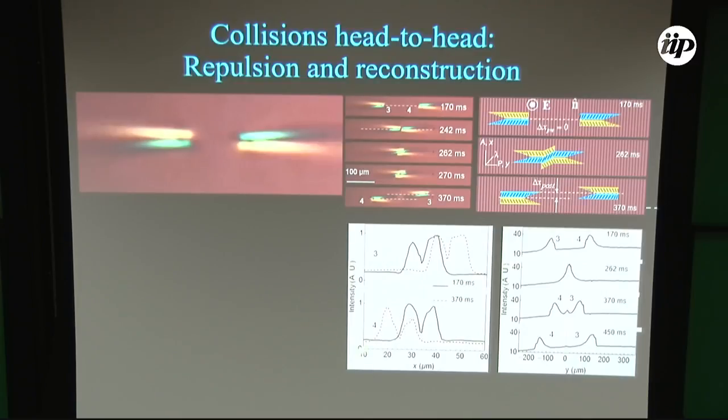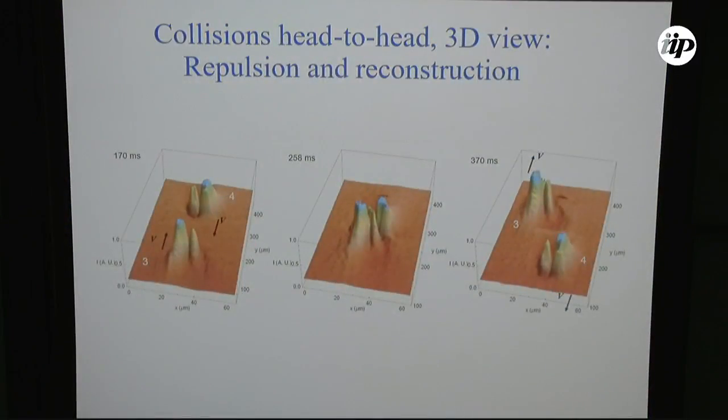Light intensity either along the x-axis or along the y-axis, you might see that they're really reconstructing fully the shape before and after the collision. This is the three-dimensional image of a similar event. Two solitons are moving towards each other, practically head-to-head. This is their interaction, and then they go away, and you might see that they are practically unchanged.